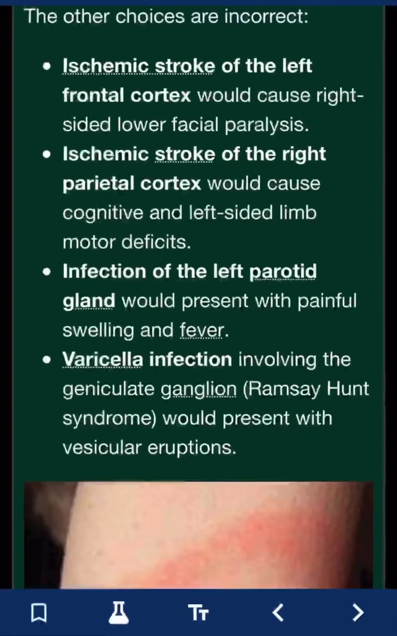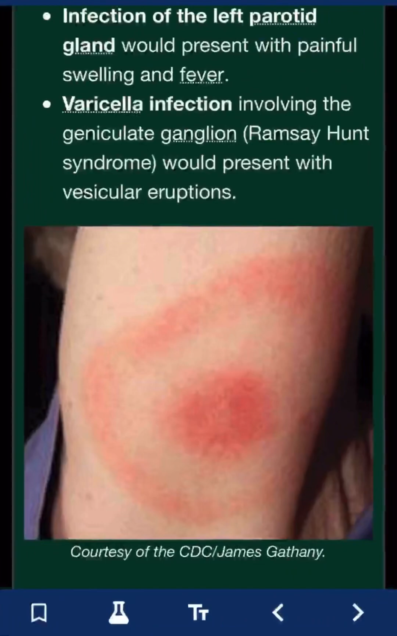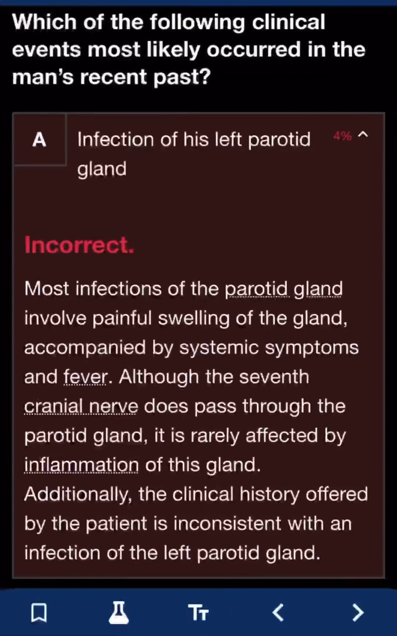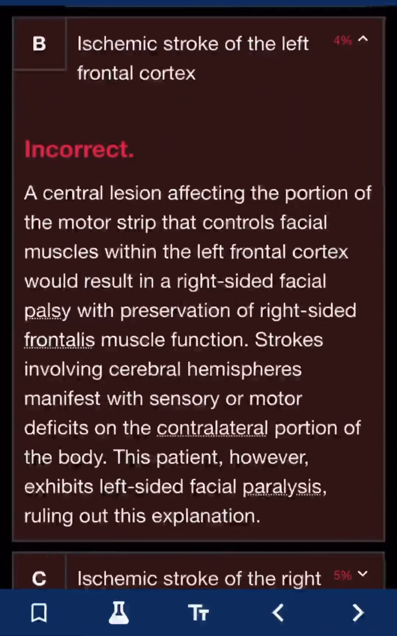So that is clearly the bull's-eye rash, if you know what that is. Infection of the left parotid gland, of course, that's not it. That is quite different. Most of it is going to be painful swelling of the gland accompanied with systemic symptoms and fever. Although the seventh cranial nerve, the facial nerve, does pass through the parotid gland, it doesn't really cause that kind of inflammation.